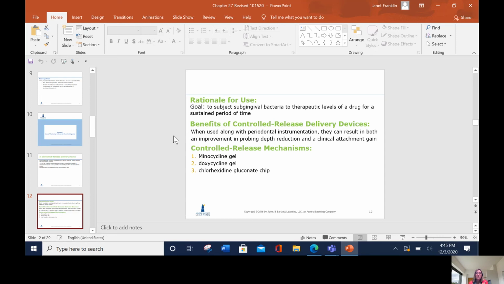The benefit is that when used along with periodontal instrumentation, they can result in both an improvement in probing depth reduction and clinical attachment gain. There's a lot of controversy out there about how to properly use these different types of controlled release delivery medicines. You can ask a lot of different people how to use them, and they will all give you different ways to use them. Some of them include minocycline gel, which is Arestin, a doxycycline gel, and a chlorhexidine gluconate chip.